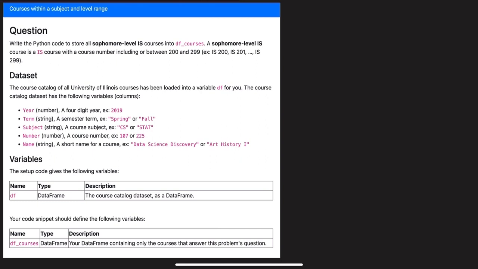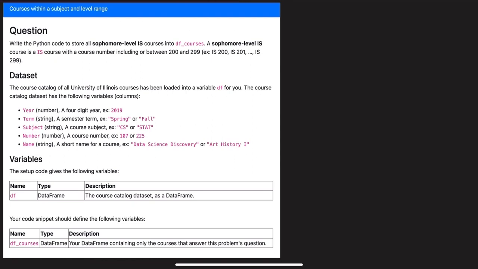So we're going to write Python code to store all sophomore level IS courses into DF courses. A sophomore level IS course is an IS course with the course number including or between 200 and 299. So it's everything from 200 all the way to 299, IS 200, IS 201, all the way to IS 299.